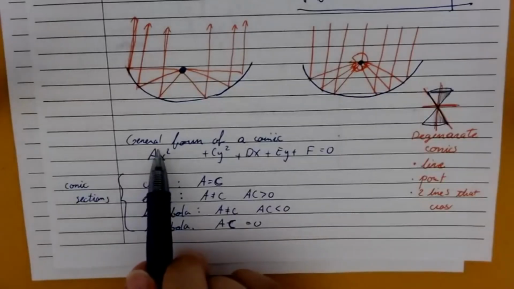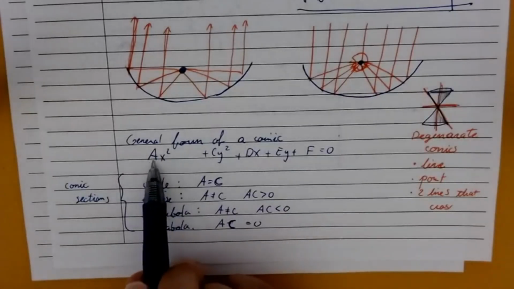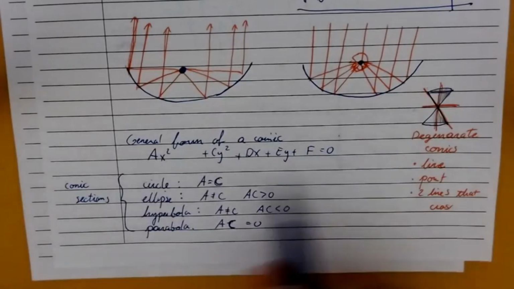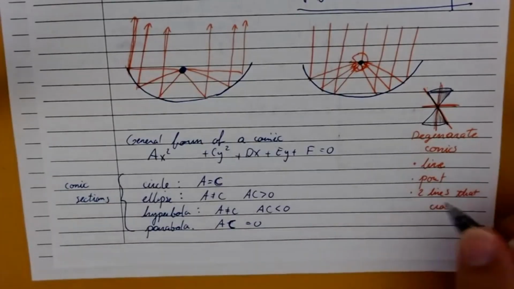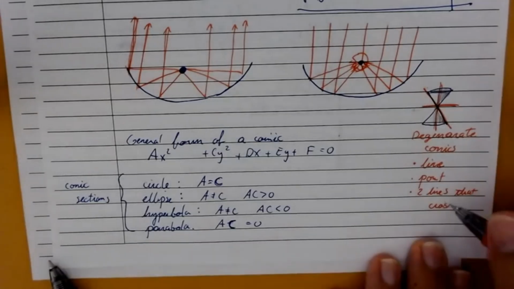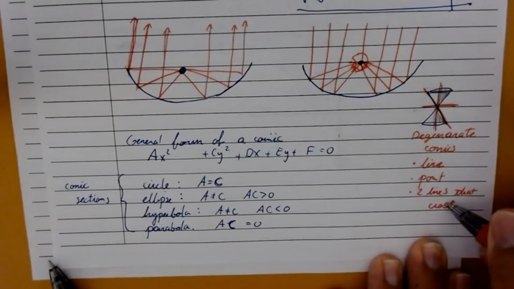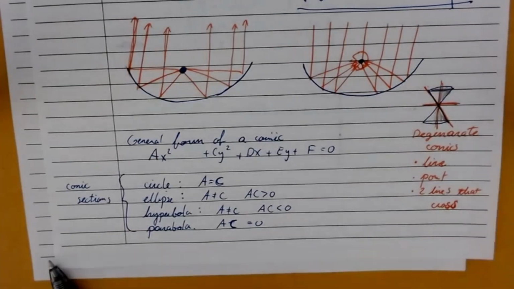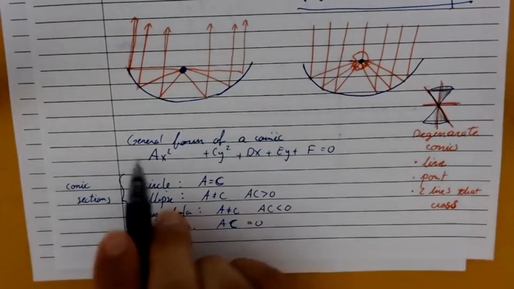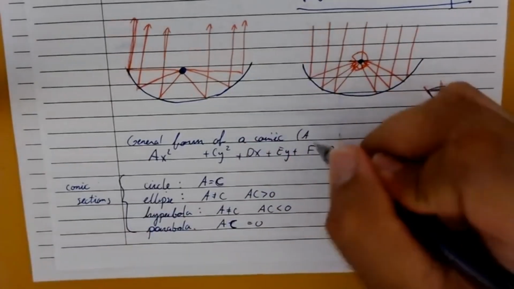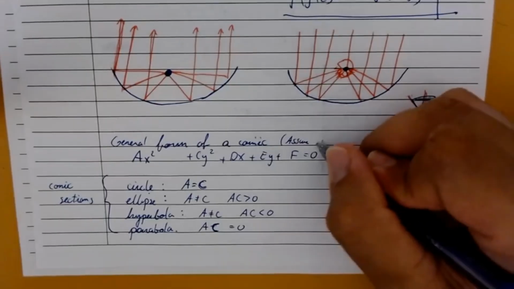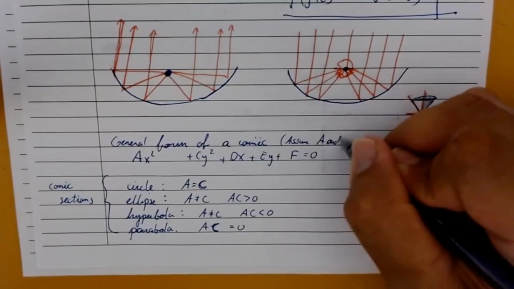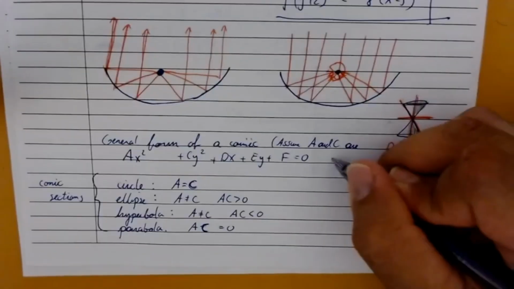Here with the general form of a conic, again, you begin by assuming that A and C are not both 0. Because if they're both 0, then you're going to end up with some degenerate form, either a line, a point, or 2 lines that cross. And I misspelled the word cross. I'm kind of impressed about that one. I think you should be impressed too. I misspelled the word cross. So here, the general form of a conic. Here we assume A and C are not both 0.